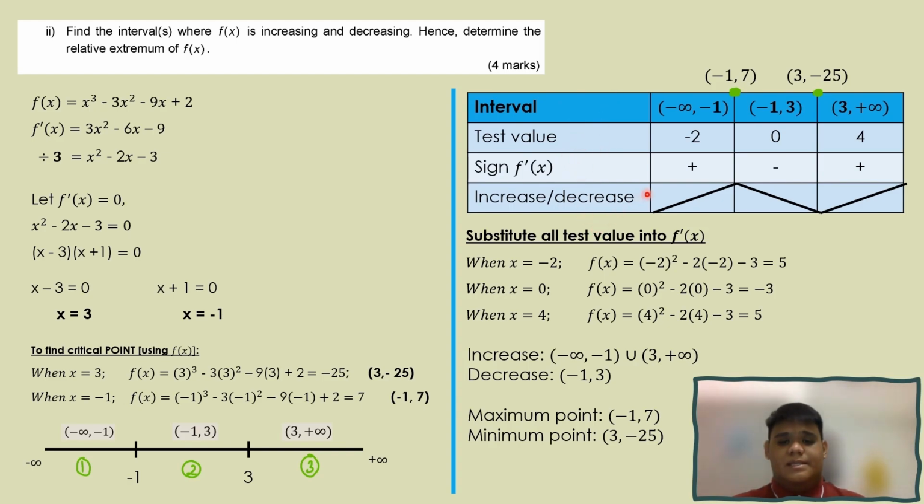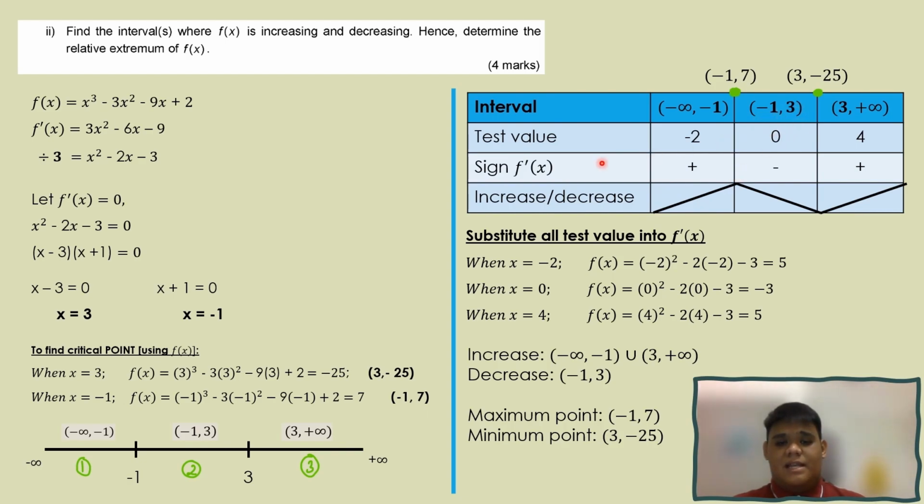So we insert all the intervals and then give the test value. For example, negative infinity to negative 1, we test value 2. And then we substitute the test value into the f prime x. So we get 5. So sign of f prime x will be positive and graph will be increased. Same goes to the -1 and 3 intervals.